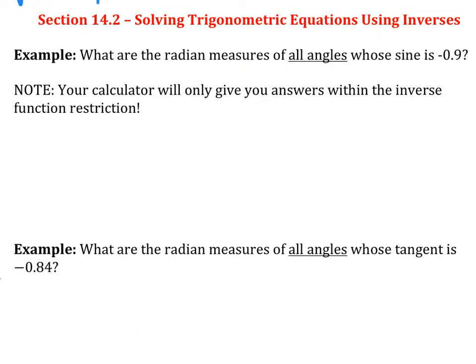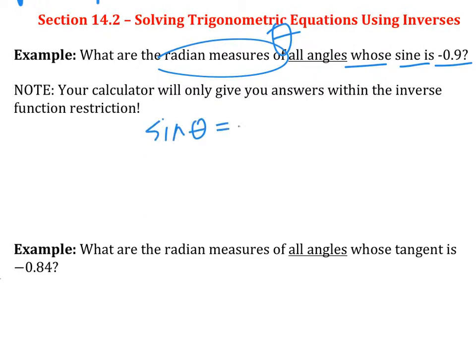Okay, first we want to translate this sentence into an actual math equation, right? What are all the radian measures? Radian measures just means angles, right? So what are all the angles, all kinds of angles, all angles in the world ever, whose sine is negative 0.9? This means sine of what angle is going to be negative 0.9? That's the question. Sine of what angle is going to give me a ratio of negative 0.9?